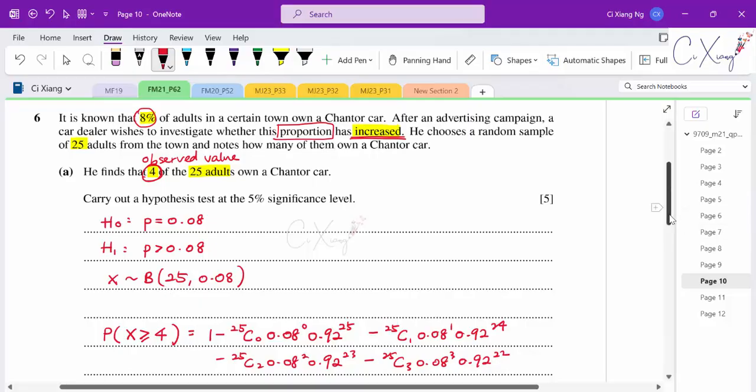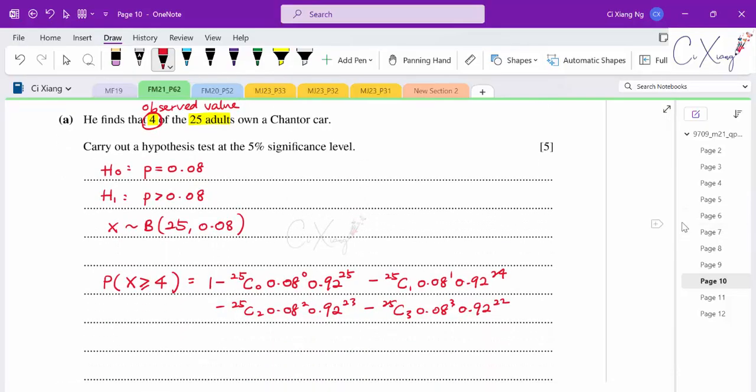Okay, so when you try to find the probability for x greater than or equal to 4 by using the observed value given in the question, the answer that you get is a probability, right? Just press the calculator very carefully, you should have 0.135. And this particular value, 0.135, we actually call it the p-value.